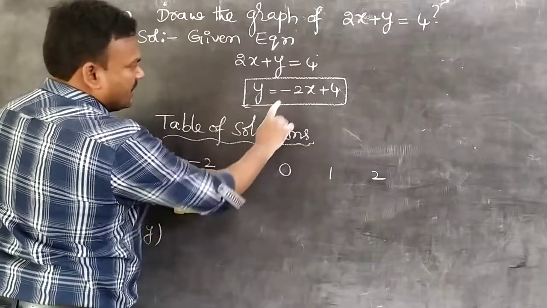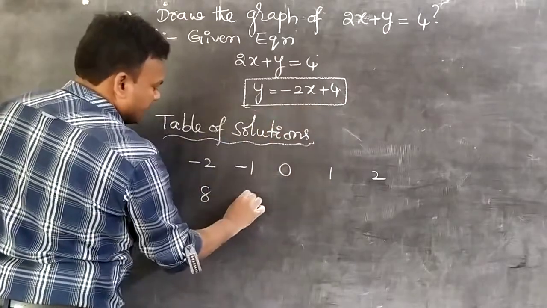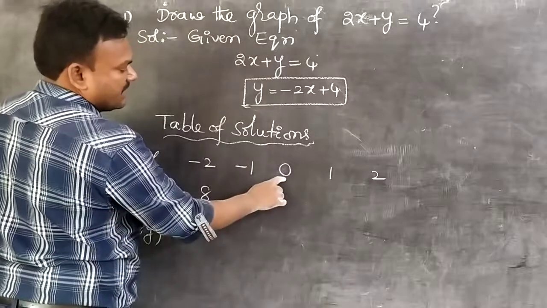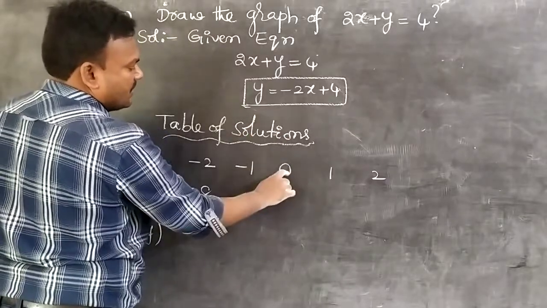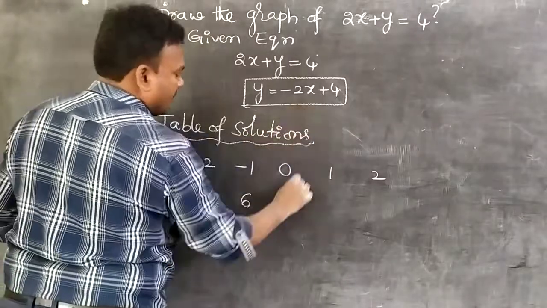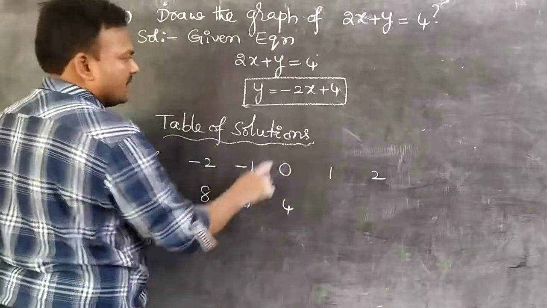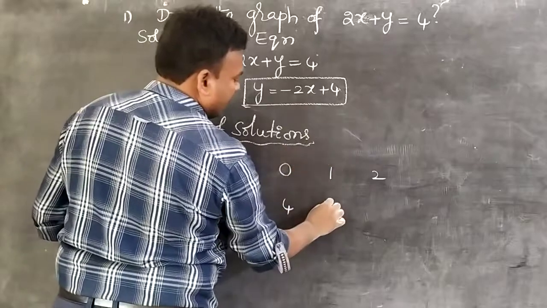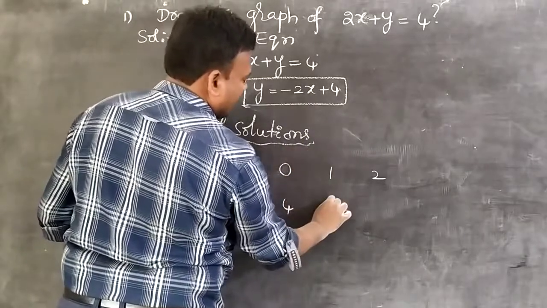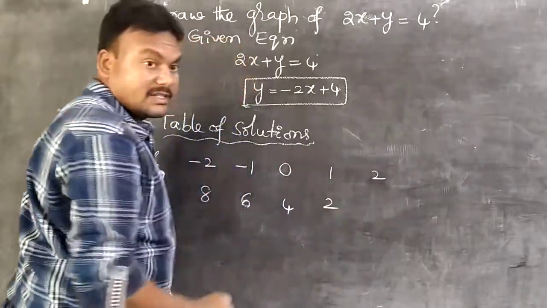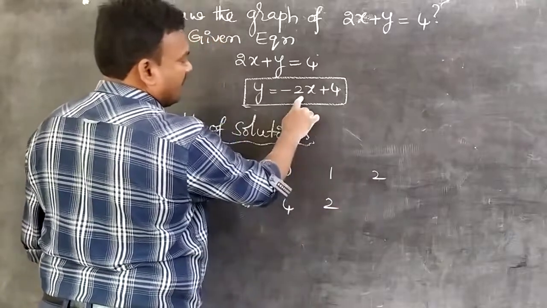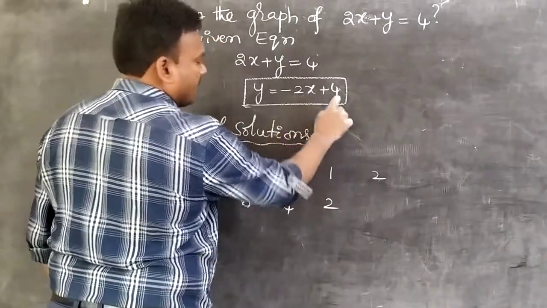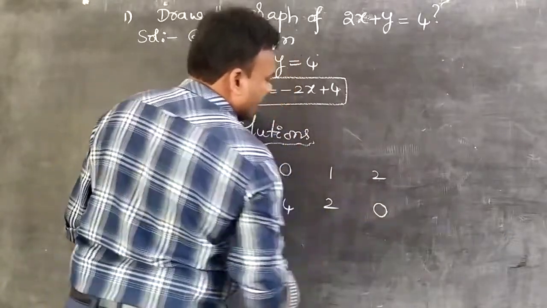Next, minus 2 into minus 1 is 2, 2 plus 4 is 6. Next, x replaced by 0: minus 2 into 0 is 0, 0 plus 4 is nothing but 4. Next, minus 2 into 1 is minus 2, minus 2 plus 4 is 2 only. Next, minus 2 into 2 is minus 4, minus 4 plus 4 becomes 0.